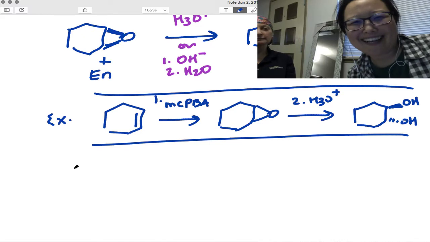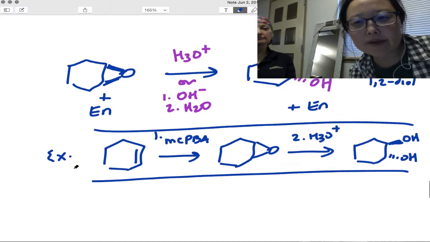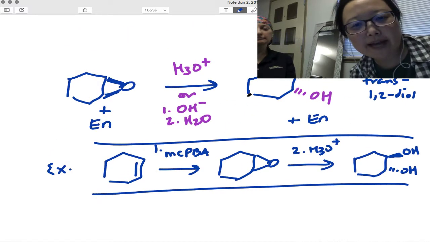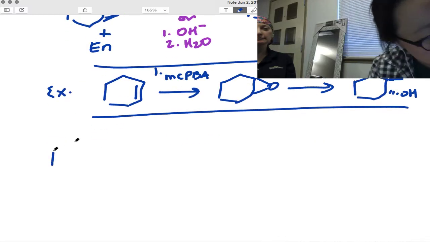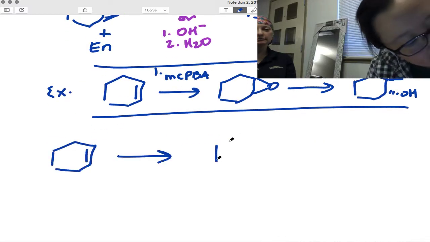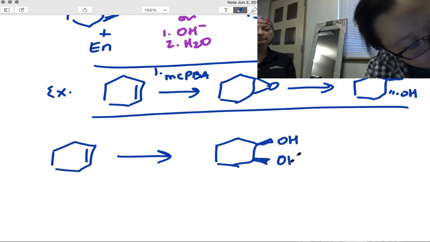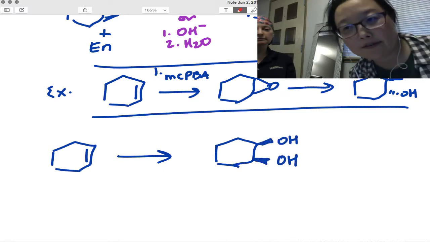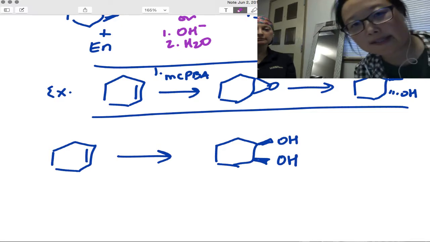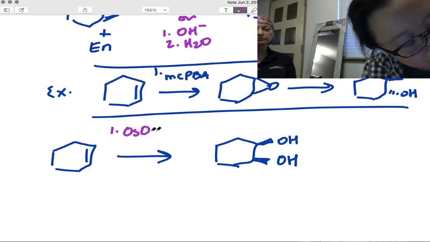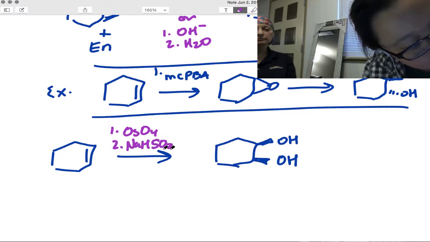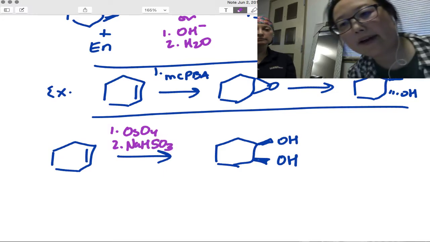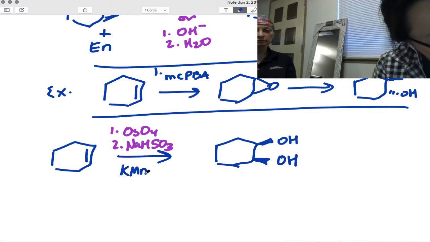All right. The other thing we learned was, what if we don't want a trans-1,2-diol? Then we want to do a different reaction. In this case, we want a syn-diol or cis-diol. And if that's the case, we want to use different reagents. So there's two choices. One is osmium tetroxide followed by sodium bisulfite workup. Or your other option is you can use cold and basic KMnO4.